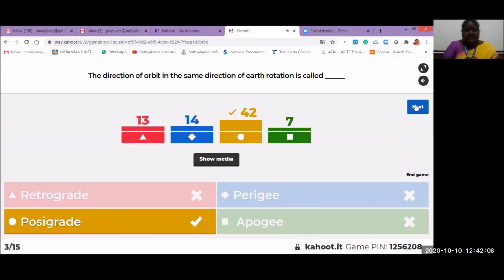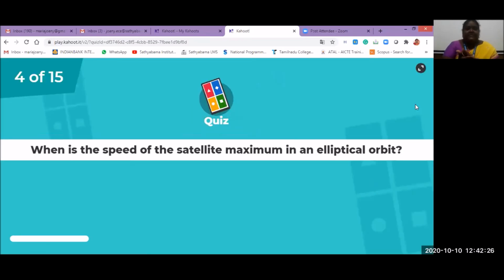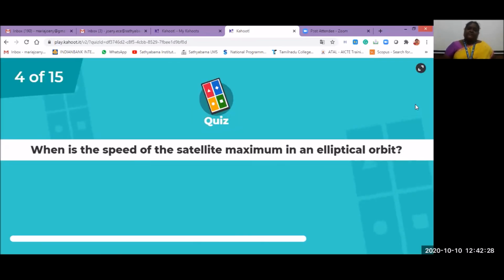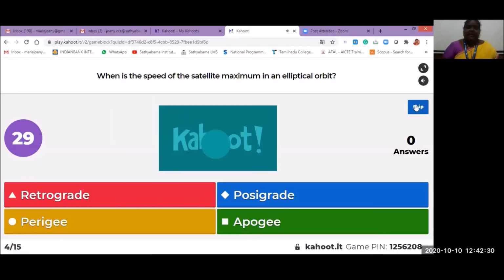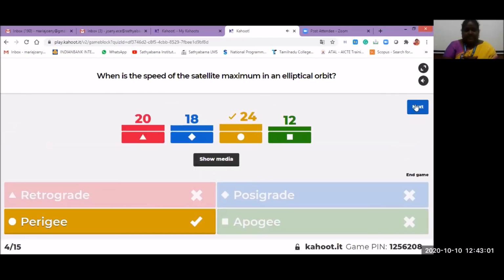So the answer here it is centigrade. When is the speed of satellite maximum in an elliptical orbit? Okay, the answer here it is 24. Very good. So what is that? Perigee is the shortest distance in an elliptical orbit, whereas apogee is the farthest distance in the orbit.